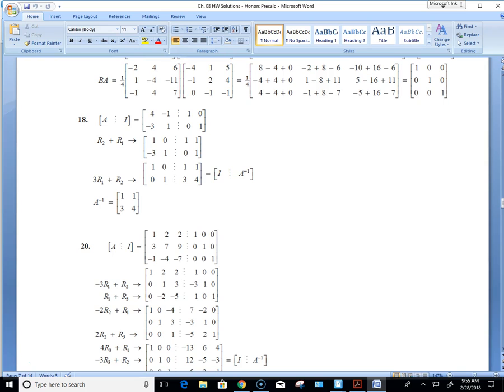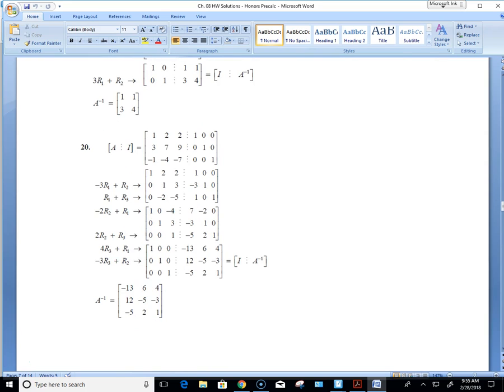Number 18, you were setting up the matrix with the identity matrix and row reducing with an easy one, showing that it worked. The inverse ends up being 1, 1, 3, 4. Number 20, all of a sudden, even the formula shortcut won't work. So then you had to do the 3 by 3 with the identity, row reduce it, and hopefully if you did it correctly, you'd end up with the inverse.